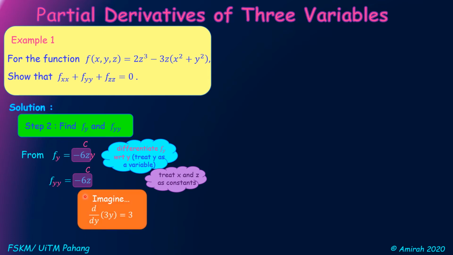Or the other method, we just imagine. Let's say we want to differentiate 3y with respect to y. It means we assume negative 6z equals 3. So when we differentiate 3y with respect to y, we get 3 here. It means that when we differentiate constant times y with respect to y, it equals the constant.